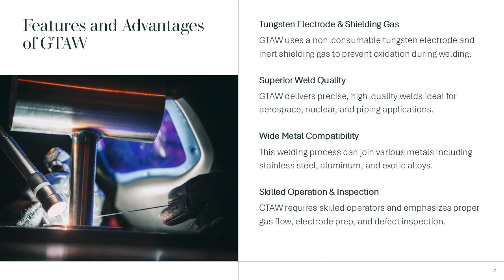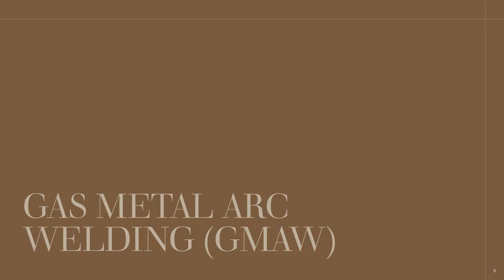The process allows excellent control over heat input and weld bead appearance, resulting in minimal spatter and high-quality joints. However, GTAW is slower and requires skilled operators. API 577 emphasizes proper shielding gas flow, electrode preparation, and inspection for defects like tungsten inclusions and lack of fusion. Process details and applications of gas metal arc welding or GMAW.